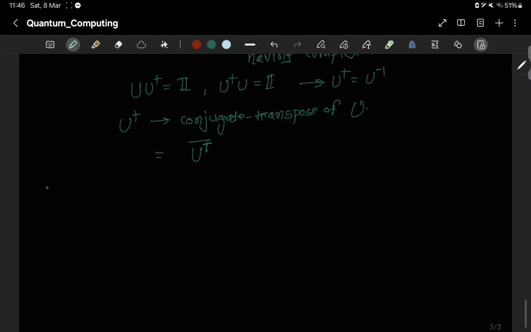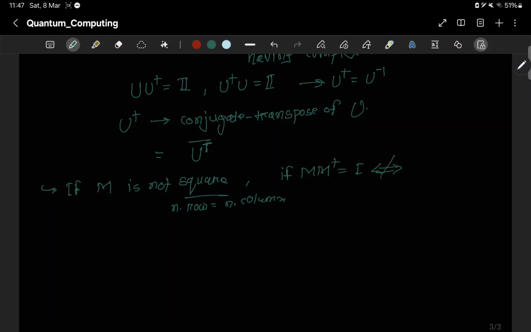Okay, so one more thing. Let's say M is not a square matrix. What is a square matrix? Basically, the number of rows is equal to the number of columns. Okay, that's a square matrix. Then if we find, let's say, somehow M dagger equals I, this does not imply that M dagger M will be equal to I, the identity matrix. So here I is the identity.